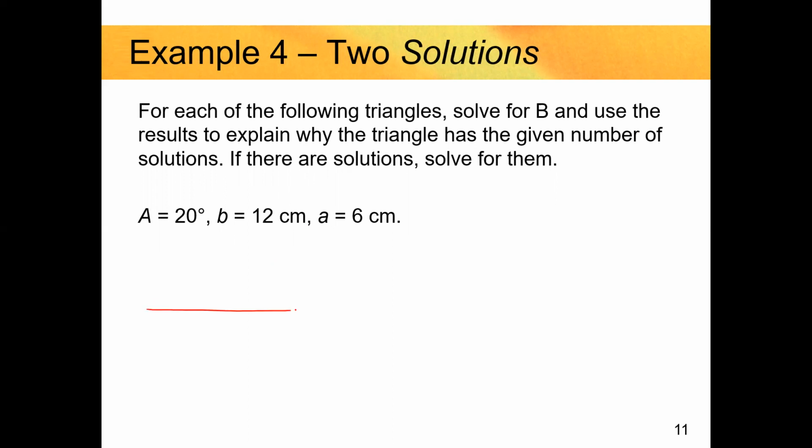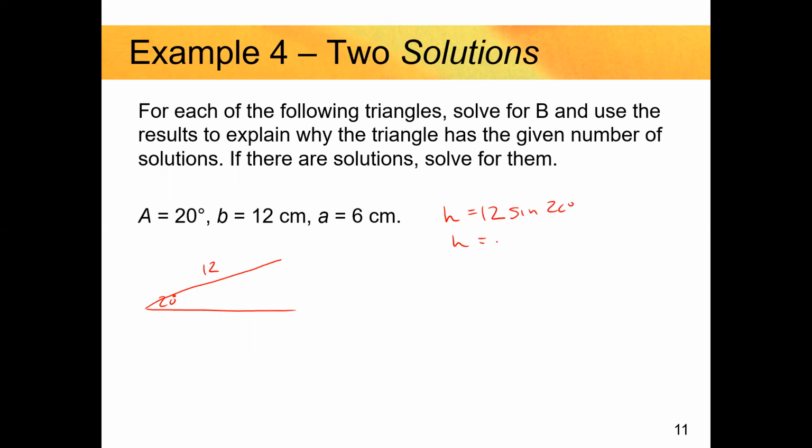Let's see, we've got a triangle, it's 20 degrees here. This guy's 12, this guy's 6. Should we compare it to H, I guess? So it would be the opposite side, or the adjacent side, sorry, multiplied by the sine of the angle.